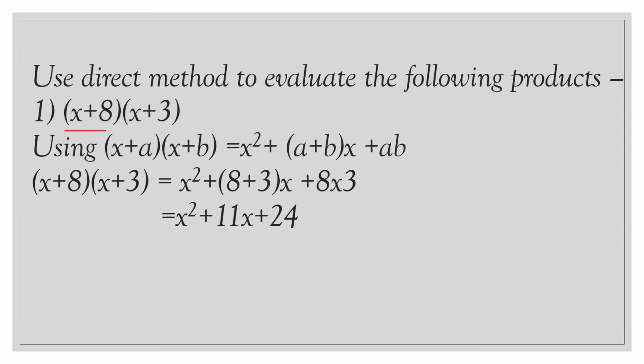(x + 8) into (x + 3). Here we use (x + a) into (x + b) is equal to x square plus (a + b) times x plus ab. So (x + 8) into (x + 3) is equal to x square plus in bracket (8 + 3) times x plus 8 into 3, which is equal to x square plus 11x plus 24. This will be your answer.